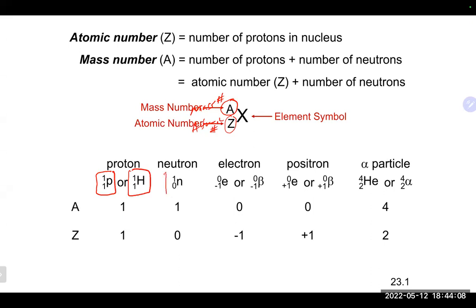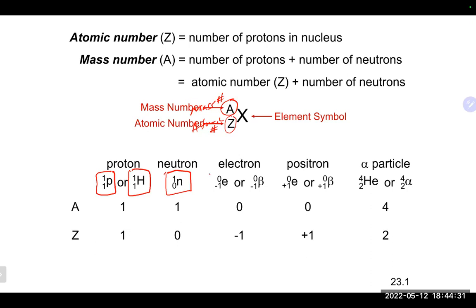A neutron is also another very common particle we see a lot in nuclear chemistry, and that is the symbol for it, mass number 1, atomic number 0. By the way, to find the number of neutrons, what do you do with those two numbers? You subtract the atomic number from the mass number, right? If you take the mass number minus the atomic number, that gives you the number of neutrons.